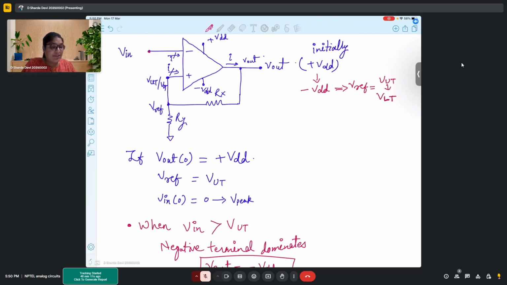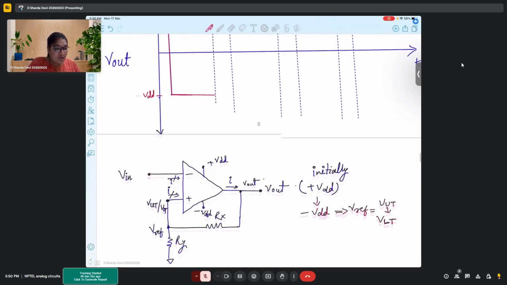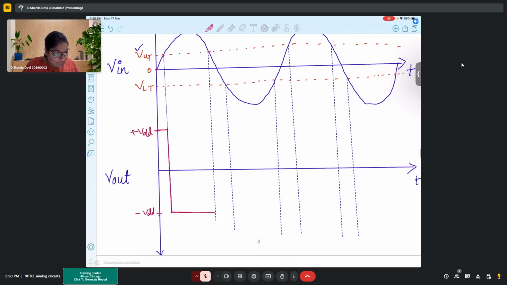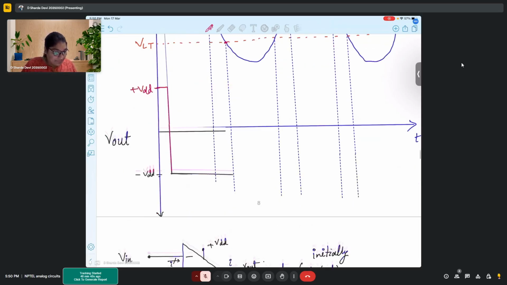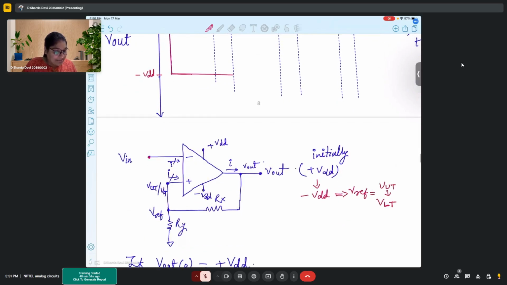So since VUT is not the reference, we are not concerned about that level anymore, as that is not governing our results. So because of this, your output will continue to be minus VDD until your level reaches VLT. Okay, so this is the cross section point where your VLT cuts your Vin, right?